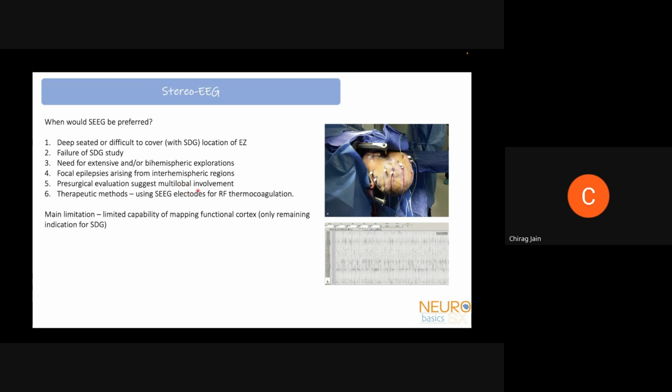You're thinking of multi-lobar involvement, or sometimes you also want to treat the cause with the same electrodes. So you might want to use the same electrode for RF thermocoagulation. Then also you can consider doing a stereo EEG. The main problem is it cannot map out functional cortex. It is one thin, small electrode. It cannot map out cortex. A subdural grid can. So that, as we have discussed multiple times, is the only remaining indication to do a subdural grid.